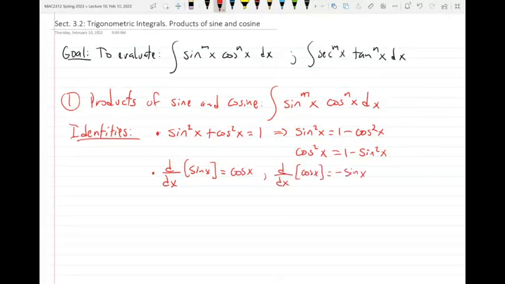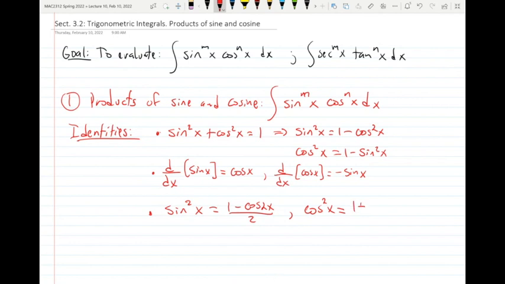Negative sine. So keep this in mind. And for a particular case that we're going to analyze, we also need to remember the double angle reduction formulas. Sine squared, you remember this from trigonometry? This is 1 minus cosine of 2x over 2. We call this a reduction formula because it takes a power of 2 and writes it as a linear term. You get rid of the power.